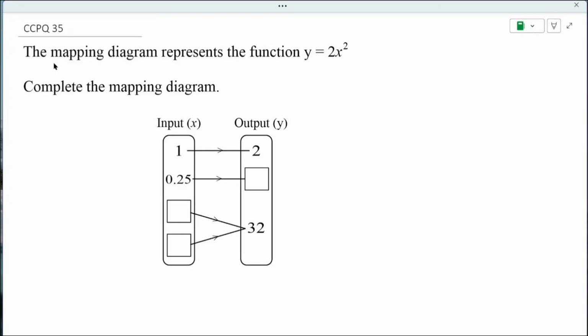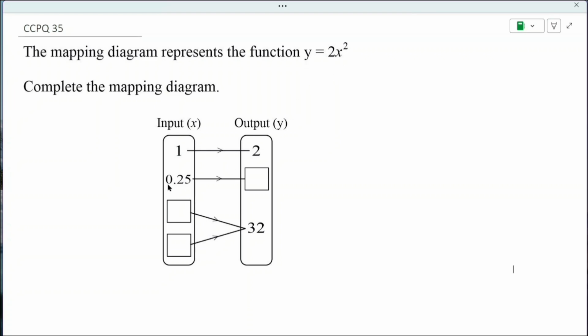Question 35. The mapping diagram represents the function y equals 2x squared. Complete the mapping diagram. We have input x, output as y. So this is our output and this is the input. The first one has been done: when x is 1, y is 2. So if you have 1 here, your result will be 2.